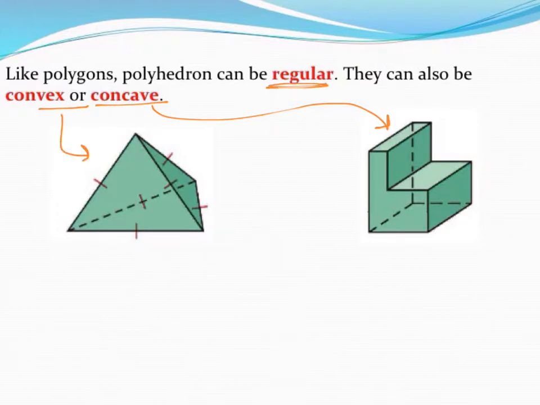Regular meant in a polygon, all angles and sides were congruent to each other. So a similar definition for polyhedron. I can see this first example has all those edges congruent because of those tick marks. So that could be a regular polygon or polyhedron.